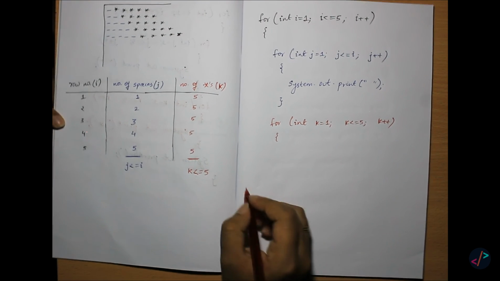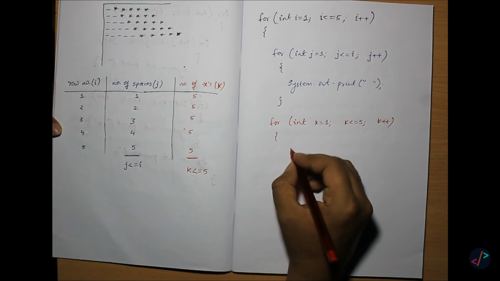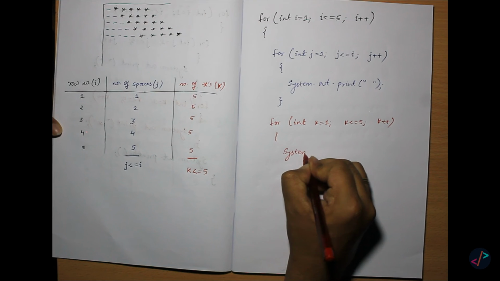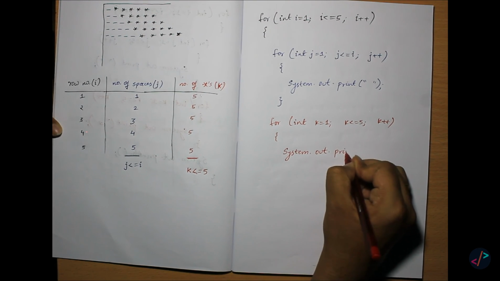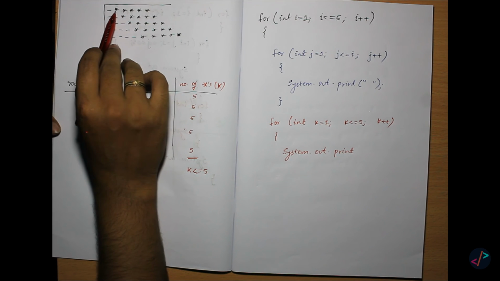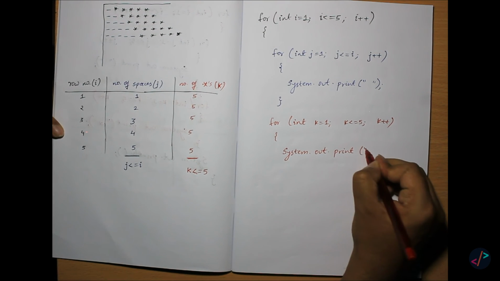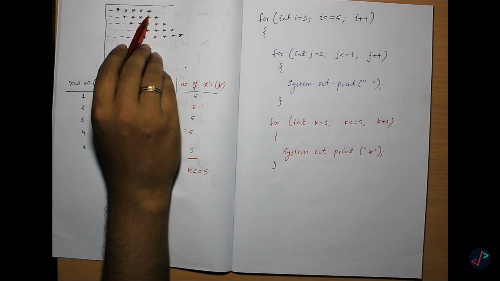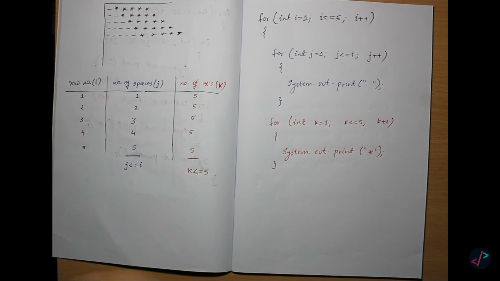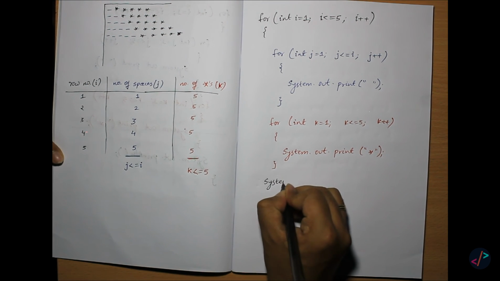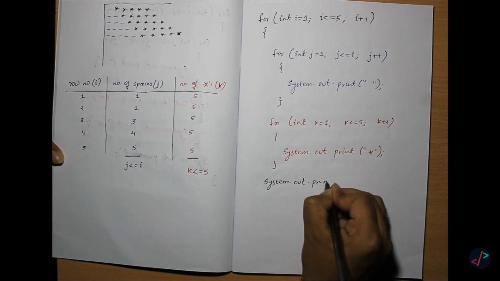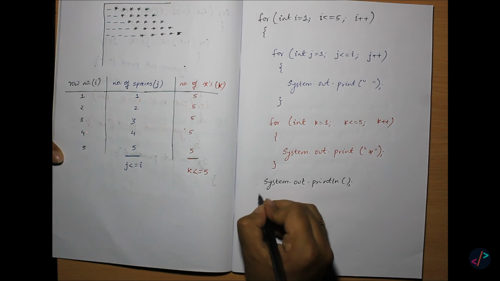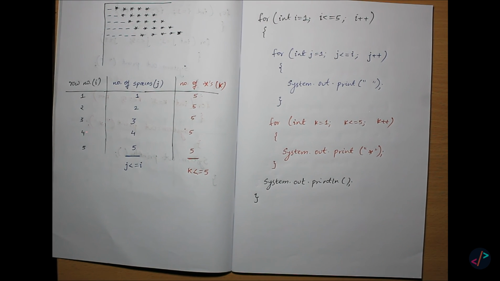So K plus plus. Inside this, what is K taking care of? It is taking care of the stars. So I will write system dot out dot print or println. It should be print. Why? Because I want the stars to be printed next to each other. So I will write print star. After I print all the 5 stars, I want the cursor to come to the next line. That is when I will simply write system dot out dot println, and I'll close the for loop. If you write this much, 100%, you will be getting the required pattern. Really, does that work? Let's check it out.